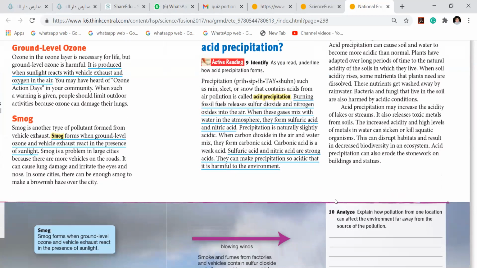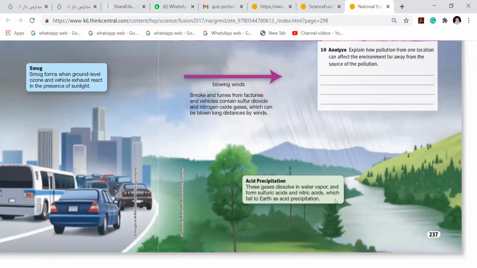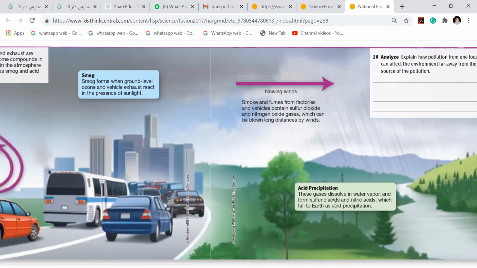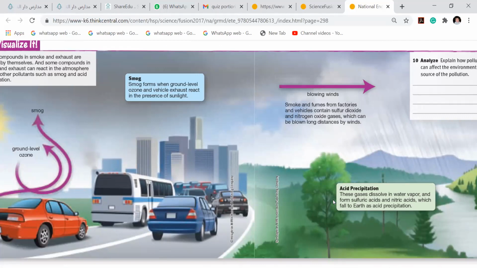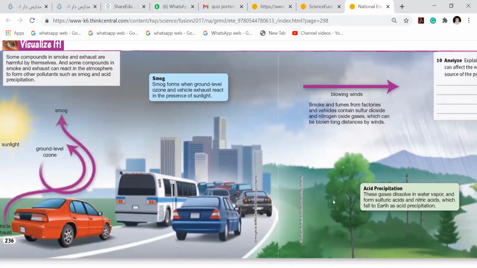For that, first you highlight these points in your textbook on page 237. And let me explain to you about this picture here. One by one, can you read it? Judy, please start here. Some compounds in smoke and exhaust are harmful by themselves, and some compounds in smoke and exhaust can react in the atmosphere to form other pollutants, such as smog and acid precipitation.